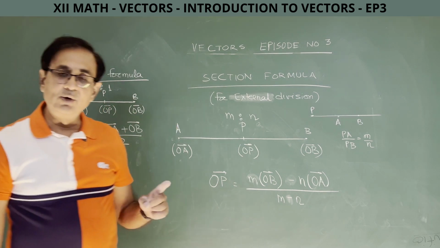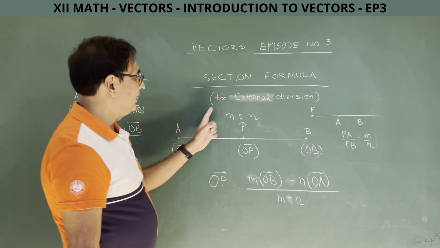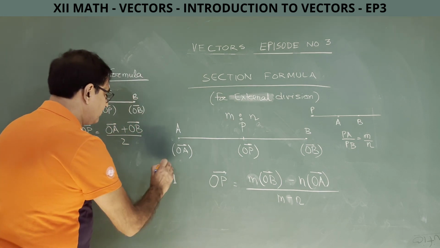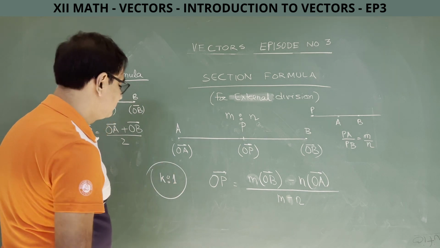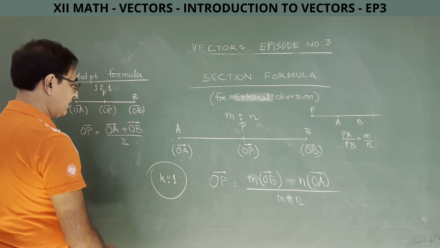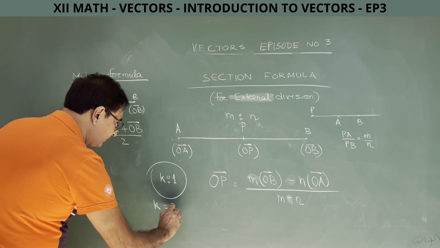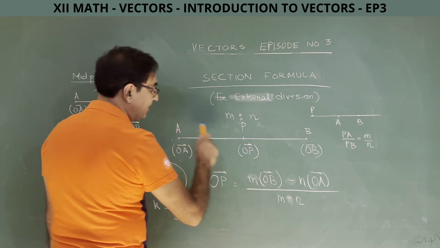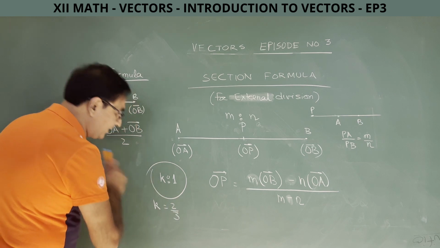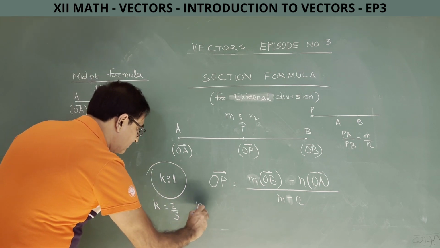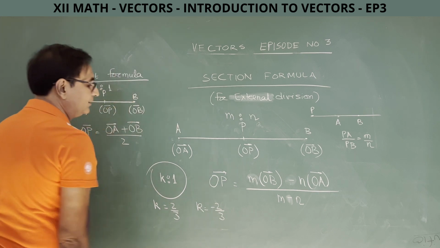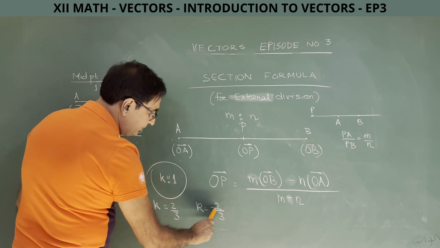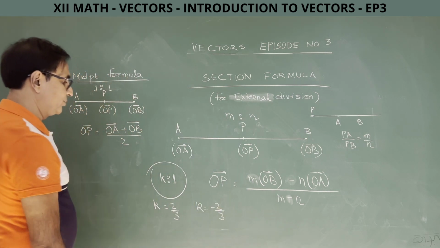In external division, I put minus here, and this is the midpoint formula. If you have to find an unknown ratio, then instead of taking M is to N, we will take it as K is to 1. Use the formula, find the value of K. If K is 2 by 3, my answer will be P divides AB internally in the ratio of 2 by 3. Suppose my K comes minus 2 by 3, the inference will be this point P divides AB externally in the ratio of 2 is to 3.